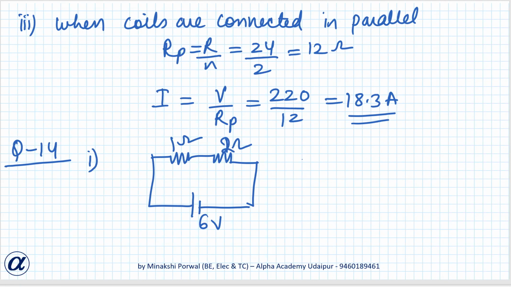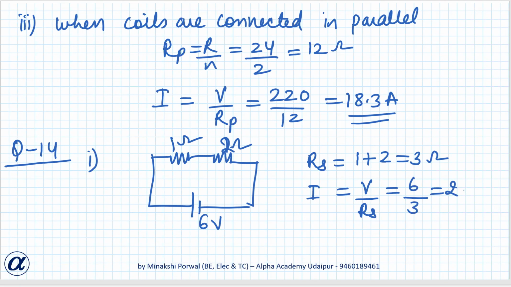So first of all, as they are both connected in series, Rs will be equal to 1 plus 2, that is equal to 3 ohms. Current will be equal to V upon Rs. V is 6 upon 3, that is equal to 2 amperes. Power equals I square R.